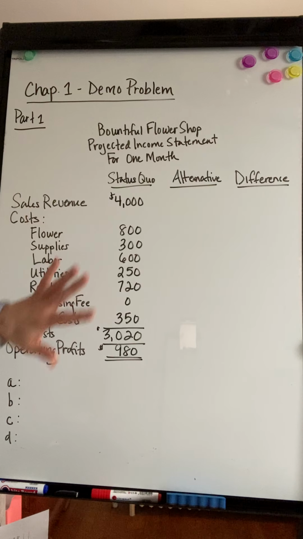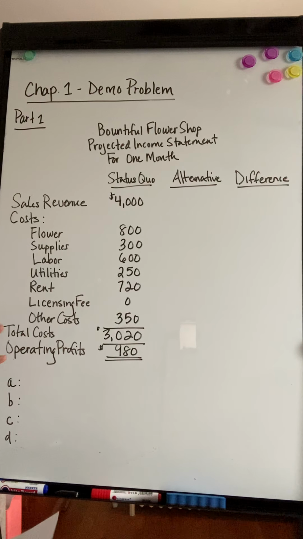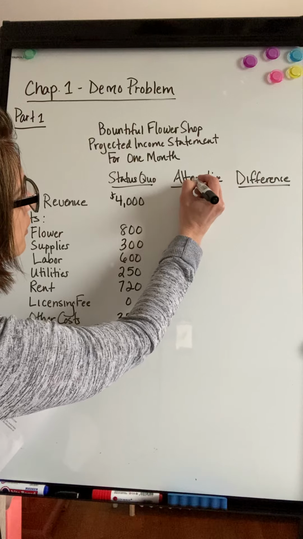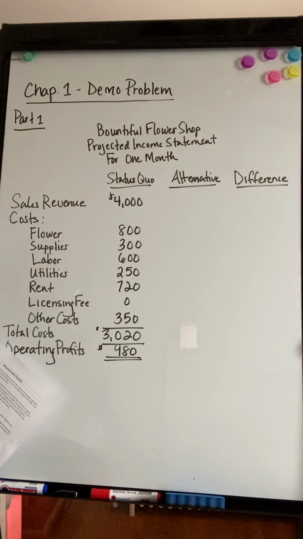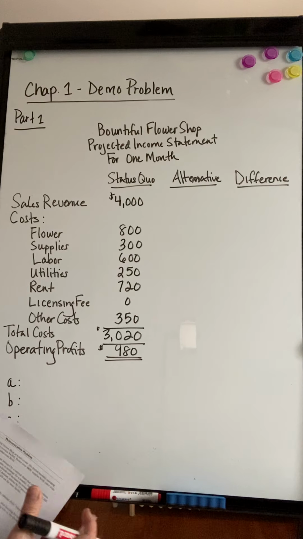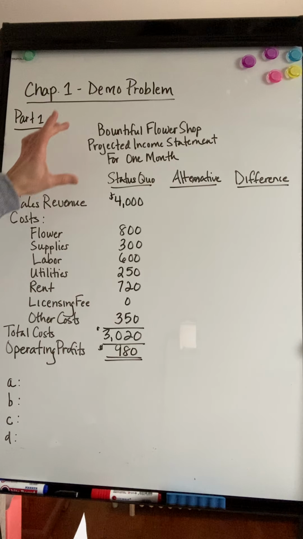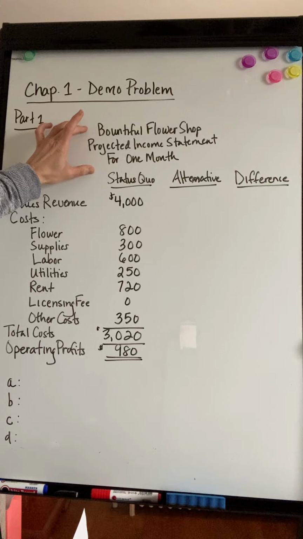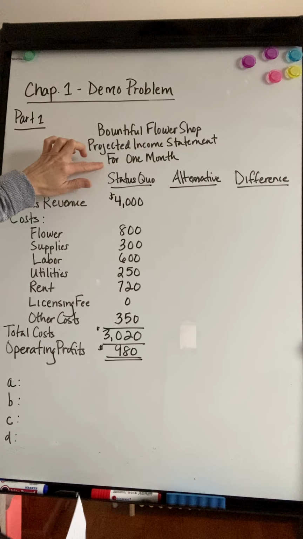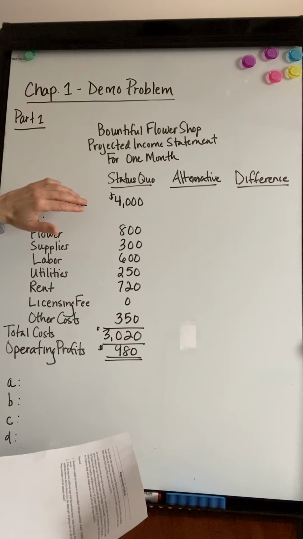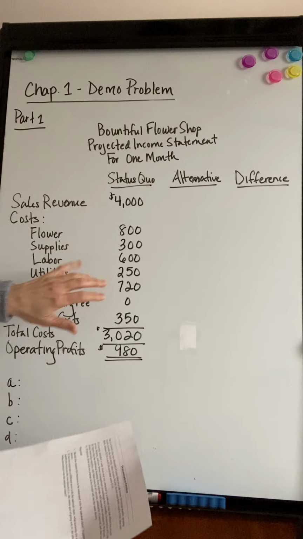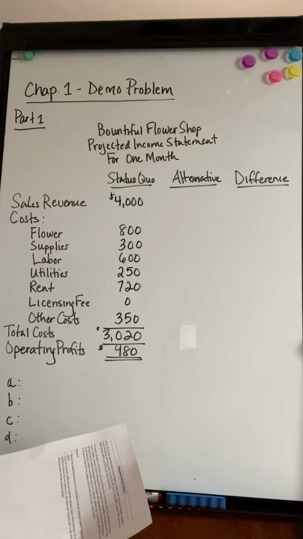So I took the liberty of writing this out already. I spelled alternative wrong. Isn't that nice? I took the liberty of writing most of this out just so that you didn't have to sit there and watch me write all this out. I've already got a proper heading for the financial statement here: Bountiful Flower Shop, projected income statement, and they don't give me the month, so I just put for 1 month. The status quo is everything I'm about to read to you that's given in the problem.